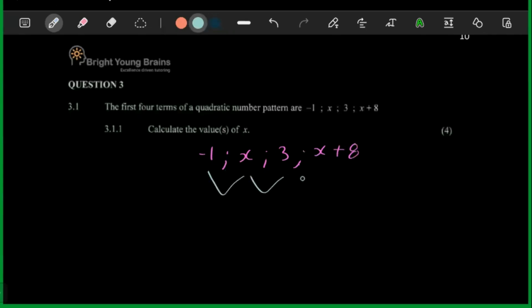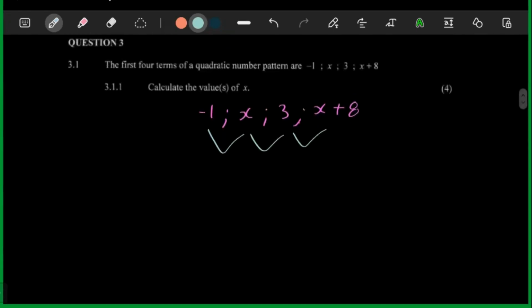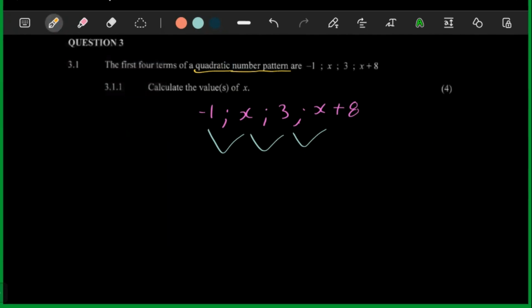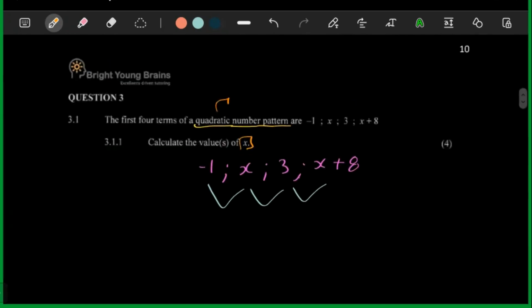So what we need to do here is, if they're going to ask us to get a value of x, you have to use information to do with the quadratic number pattern. What I mean by using the information of a quadratic number pattern is that, if you're going to solve for x, you have to remember to use the fact that a quadratic number pattern has a second common difference.